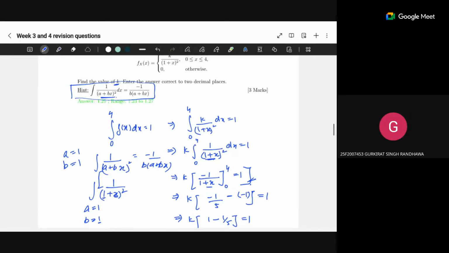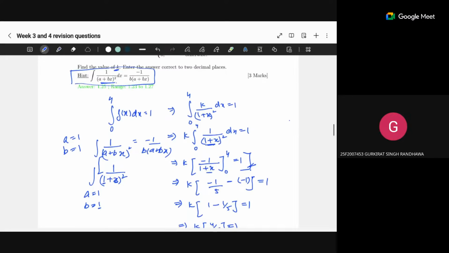Ma'am, which constant term? It's a plus bx, no? So we have to integrate this whole value. Ma'am, it is given in the hint, but if you don't take the hint, then what? So you need to solve this. You are solving according to this, right? But in my college, they taught me like this, so I don't know about that.